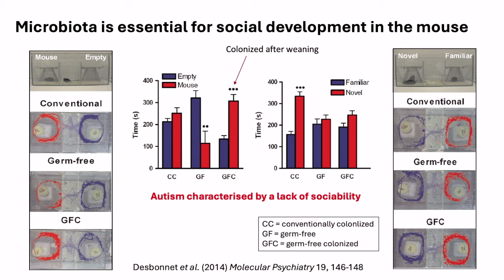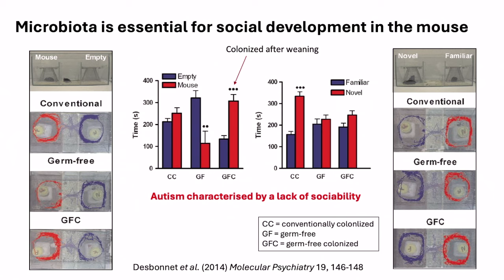Then you can take this a step further. You can put in a novel mouse and then the familiar mouse and see which one they spend more time with. You can see in the conventional mice, they spend significantly more time with the novel mouse, but we don't see that with the germ-free animal. So you can see that the absence of microbes is impacting that sociability.